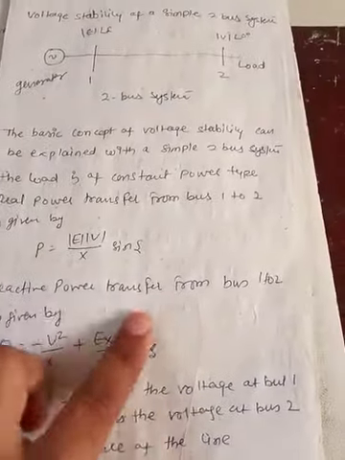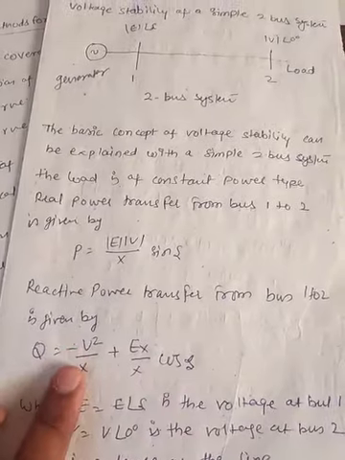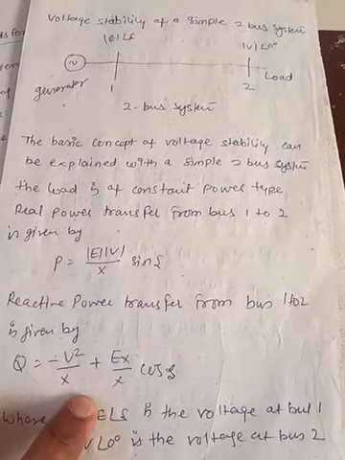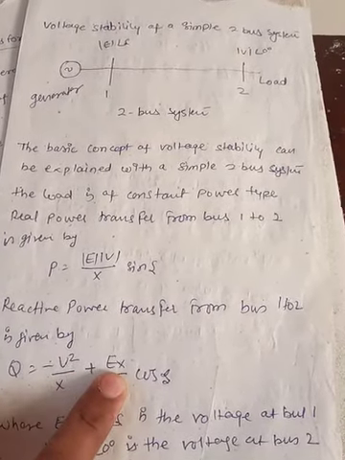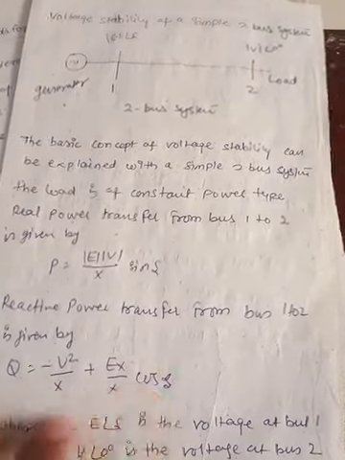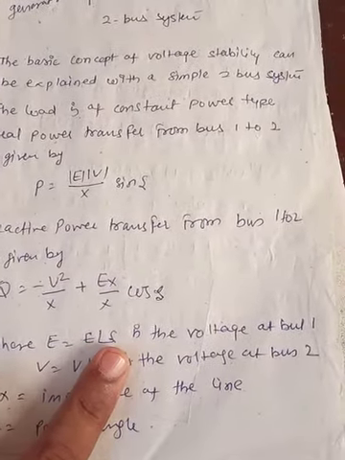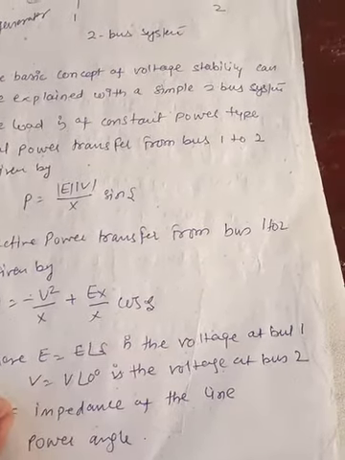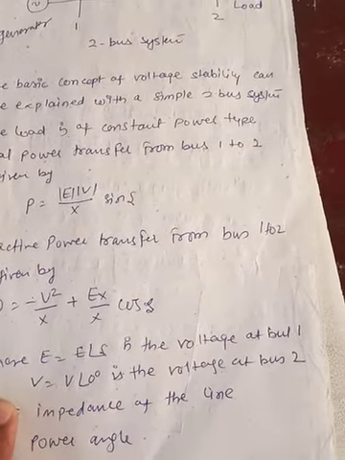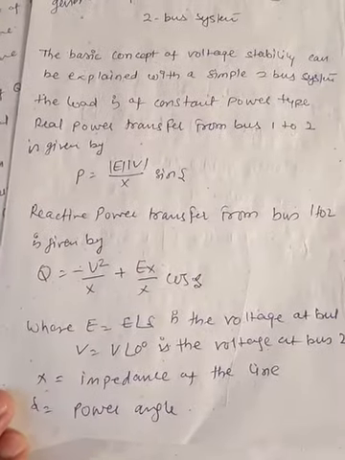Now similarly you can write down the reactive power transfer from bus 1 to 2, which is given by Q equal to minus V square by X plus E V upon X cos delta, where E angle delta is the voltage at bus 1, V angle 0 is the voltage at bus 2, X is the impedance of the line, and delta is the power angle.